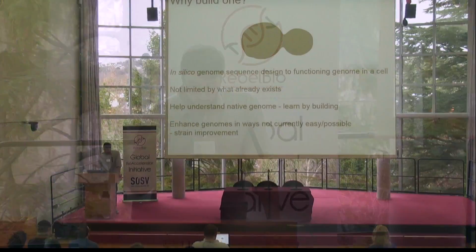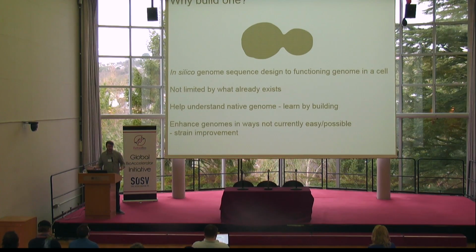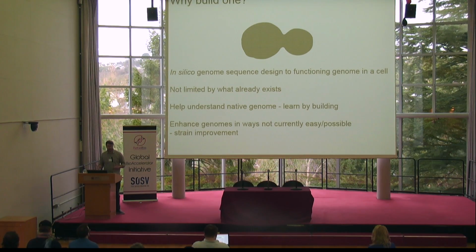So why do we want to build one of these? Well, the ability to go from an in silico genome to hopefully a functioning genome in the cell really opens up the opportunities for what we can do with an organism. And really importantly, it means that we're not as limited by what already exists in nature. So it's actually quite a good academic exercise in and of itself, because by building a genome, we can hopefully help understand how natural genomes work and also test out whether our theories on how those genomes work are actually true.